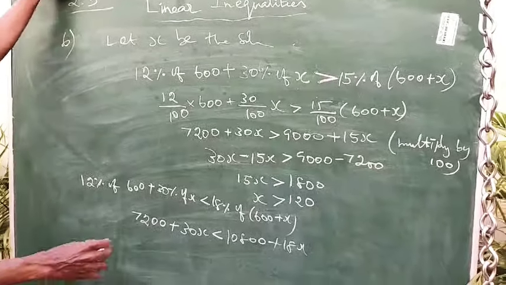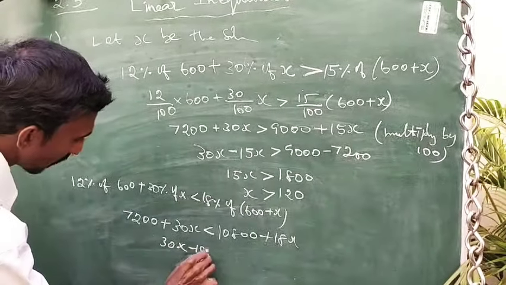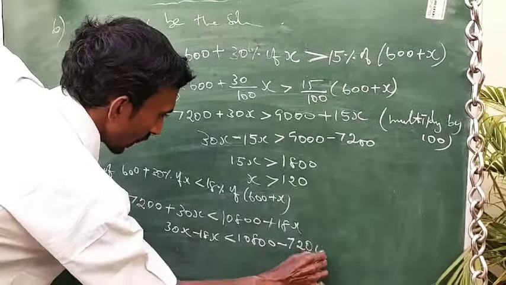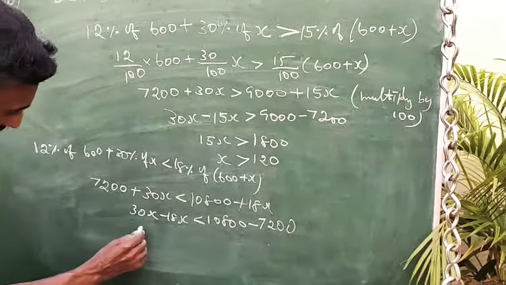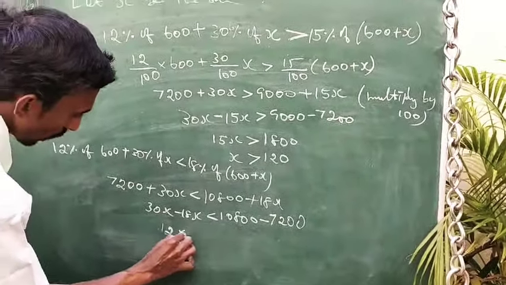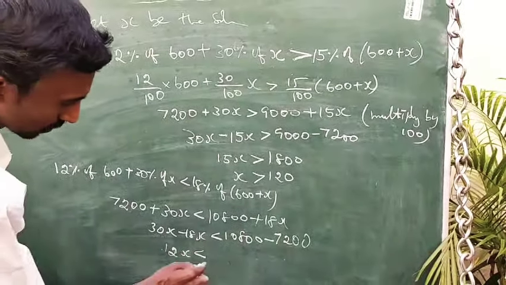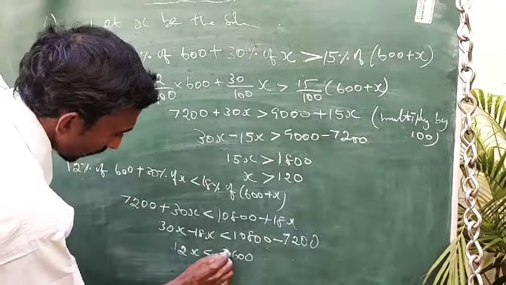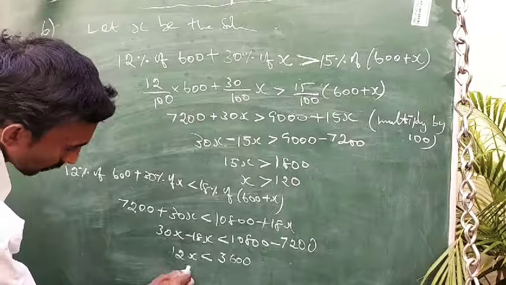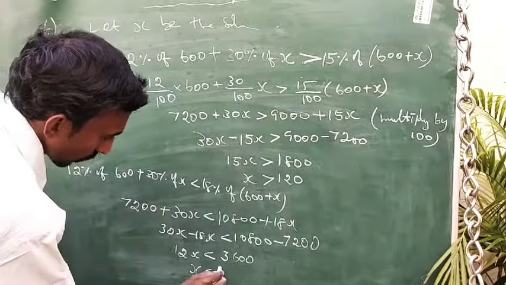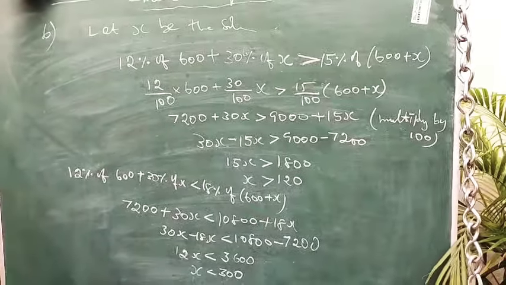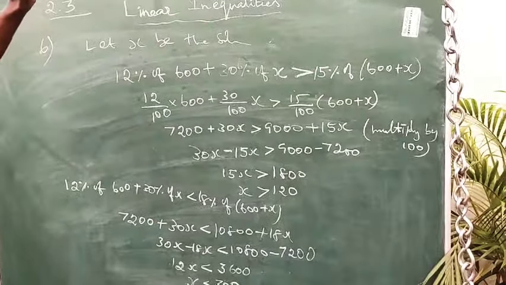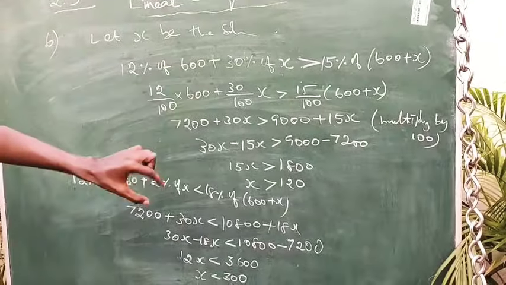Once again, 30x minus 18x less than 10,800 minus 7,200. So we get 12x less than 3600. Divided by 12, x less than 300. So the required answer is that it must be greater than 120 liters and less than 300 liters.